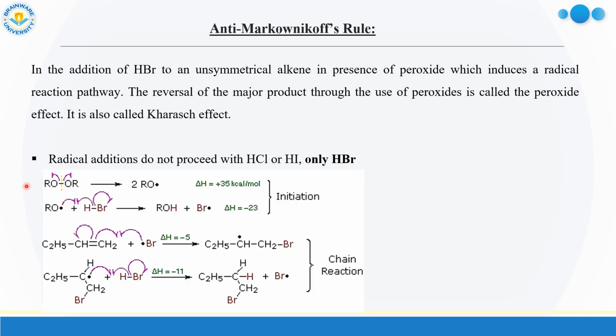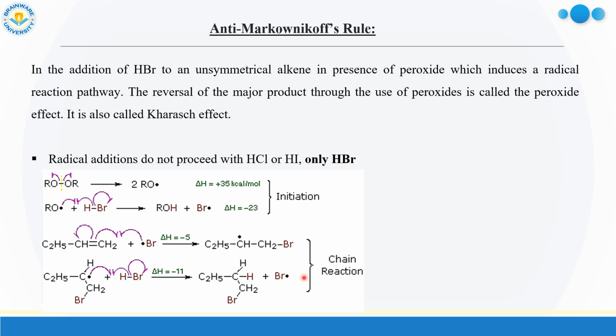So here the peroxide undergoes homolytic cleavage, and the radical species formed abstracts the proton and forms a free bromine radical. This step is initiation. That bromine radical can attack from this side or from this side. So two possible ways are there. The radical can generate here or here.